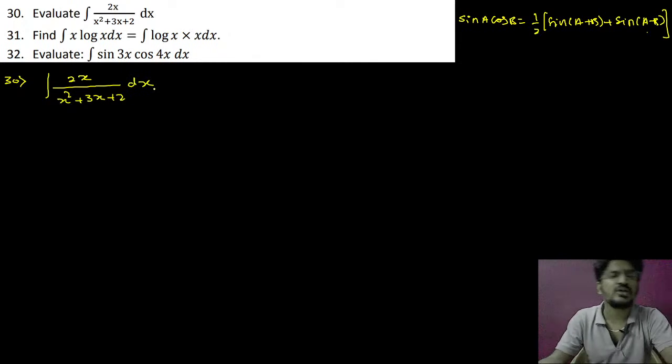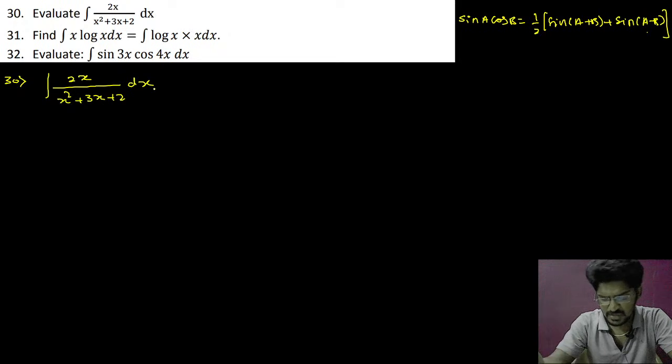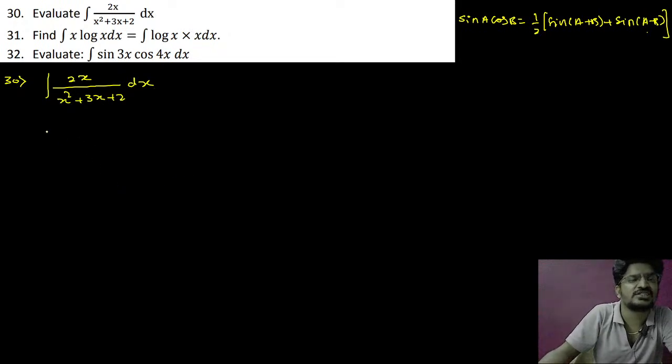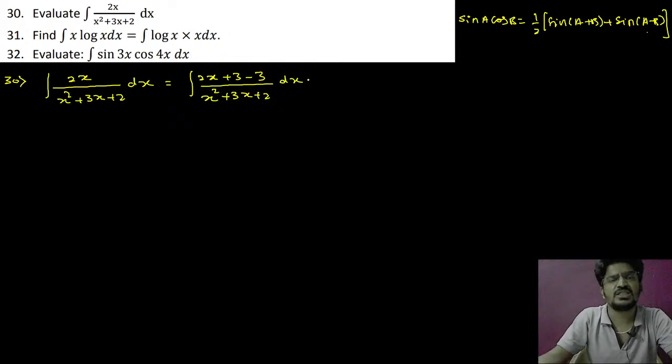Some of you try this with partial fractions. Some of you start to solve it with partial fractions. So I will give you some other approach so that you can get the answer very easily. What I will do is adjust it as integration of 2x plus 3 minus 3 divided by x square plus 3x plus 2 with respect to dx. I am approaching with a different method, by adjusting the terms. All of you solve with partial fractions, I know, but I will approach it with a different method where we can solve it very easily.